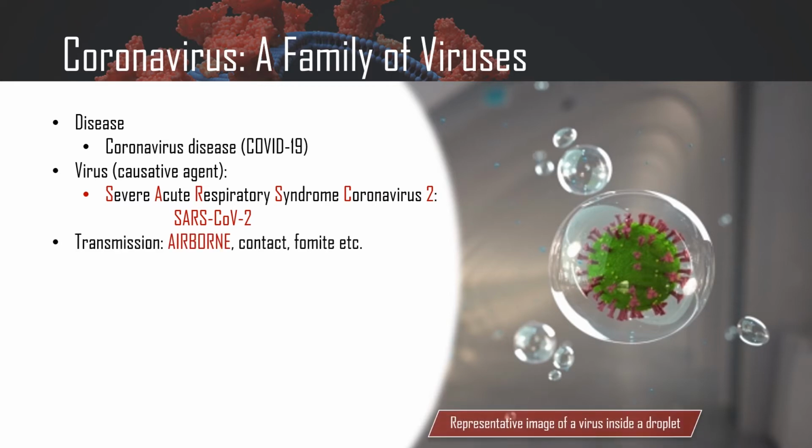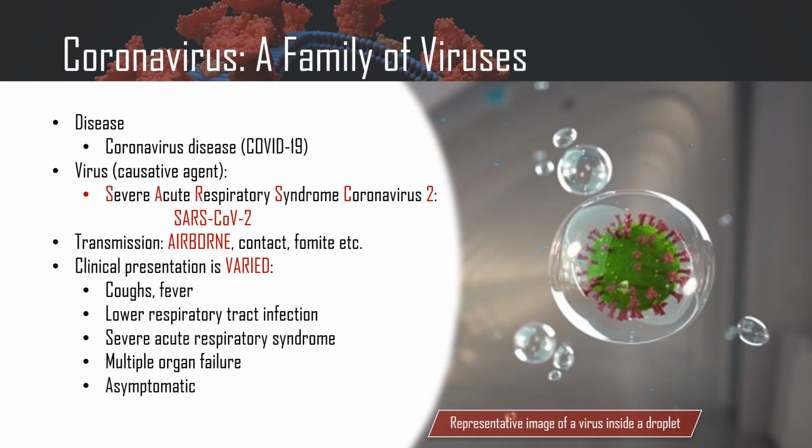Now, there are various possible modes of transmission for SARS-CoV-2, including contact, droplet, and airborne, as you can see in the image on the right-hand side, which is just a representation of a virus within a droplet traveling within the air. This is known as airborne transmission.